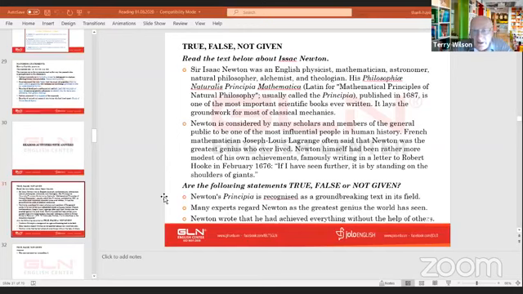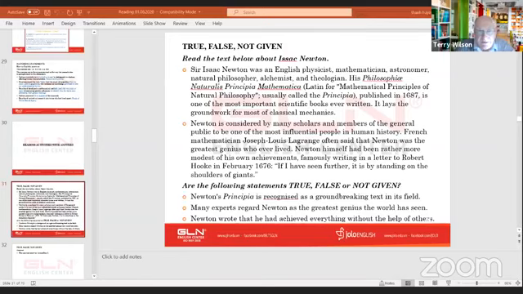Newton himself had been rather more modest of his own achievements, famously writing in a letter to Robert Hooke in February 1676, "If I have seen further, it is by standing on the shoulders of giants." So, from these two paragraphs, we have three statements to answer. So, are the following statements true, false, or not given?